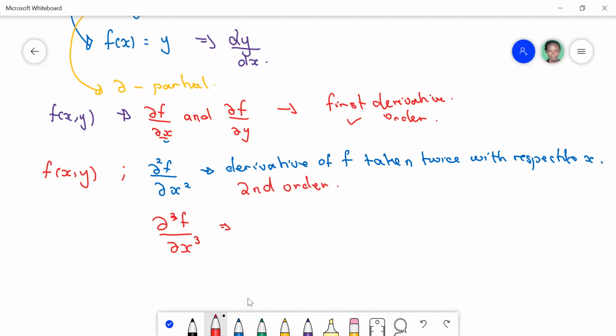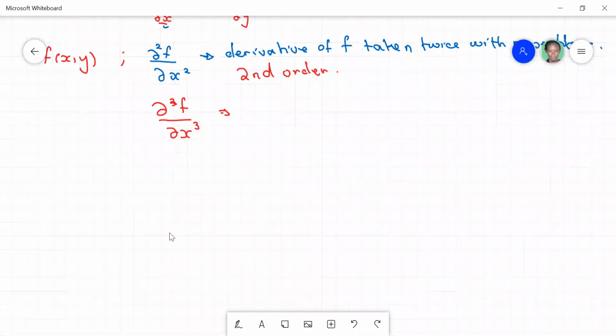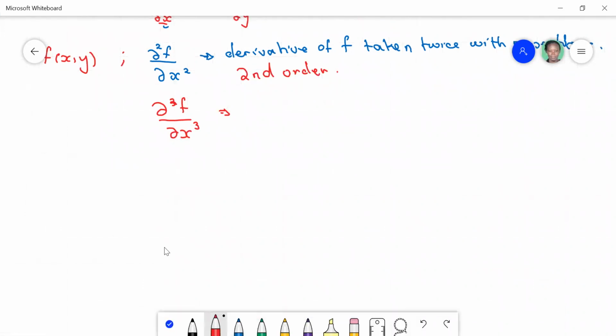Let's use a basic example to do that. So let's say I have an example, f of x, y equal to 3x squared plus 2. And you are asked to find the partial derivative with respect to x for the second order.